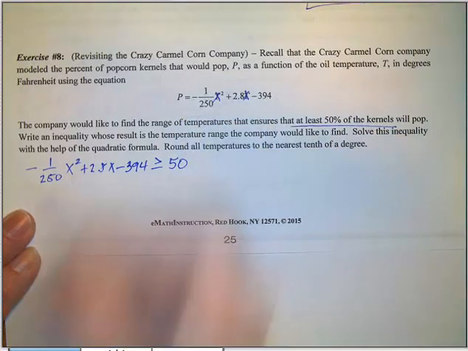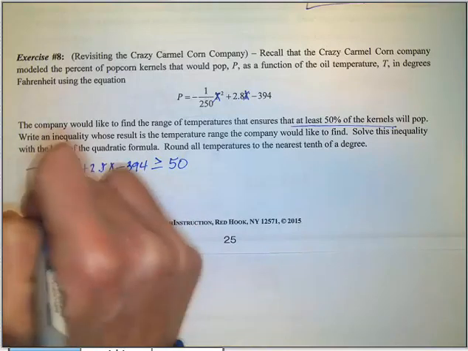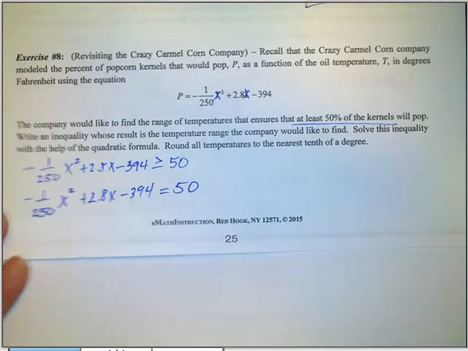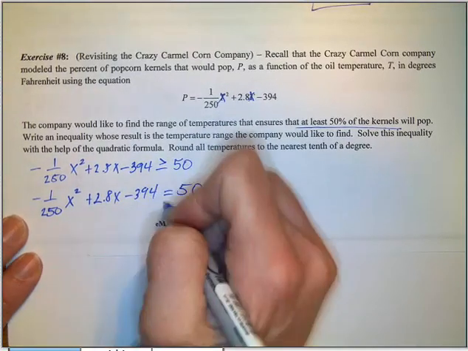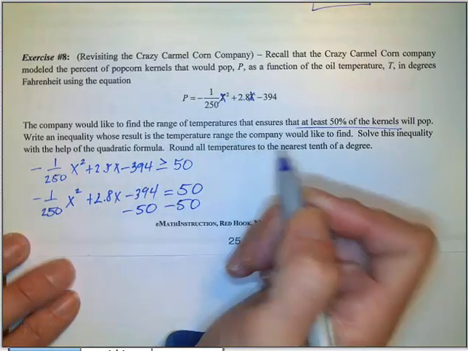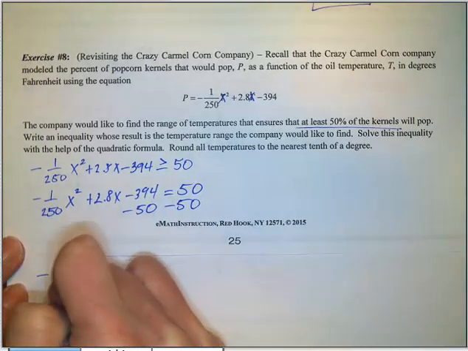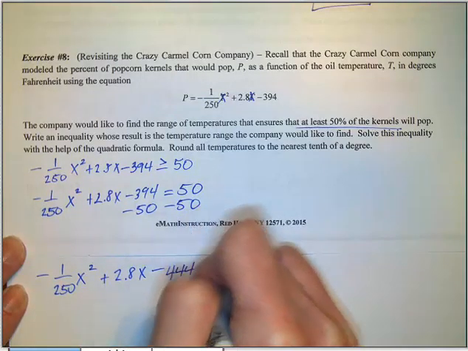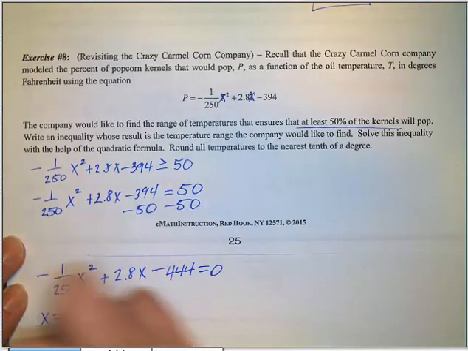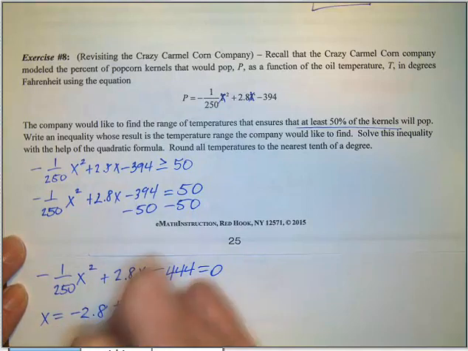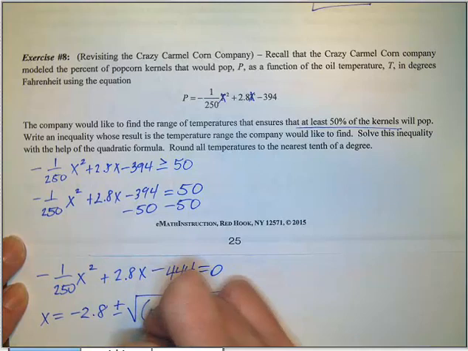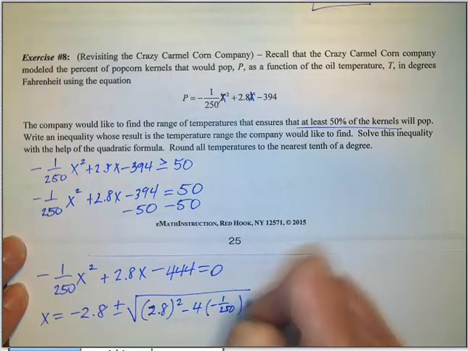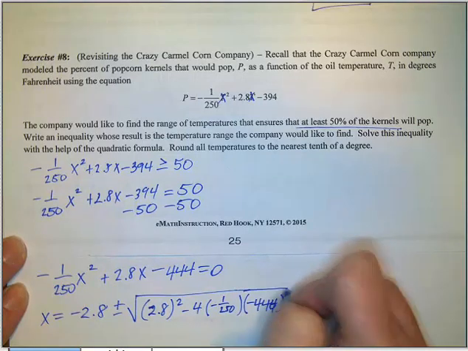Now we know from our work with quadratic inequalities that we're going to make this into a quadratic equation. And we also know that we do not want to factor this, so we're going to get it equal to 0 and use the quadratic formula. So negative 1 over 250 x squared plus 2.8x minus 444 equals 0. So x equals negative b, so negative 2.8 plus or minus the square root of, sorry, b squared, so 2.8 squared minus 4 times a times c, all over 2 times a.